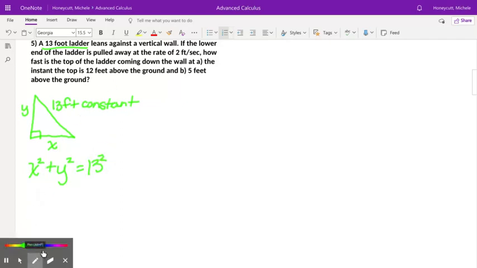Now I'm going to label all the other rates that they're giving me. It says the lower end of the ladder is pulled away at a rate of 2 feet per second. So if this is pulled away, that means this distance is increasing at a rate of 2 feet per second. So we're going to say dx/dt equals 2 feet per second.